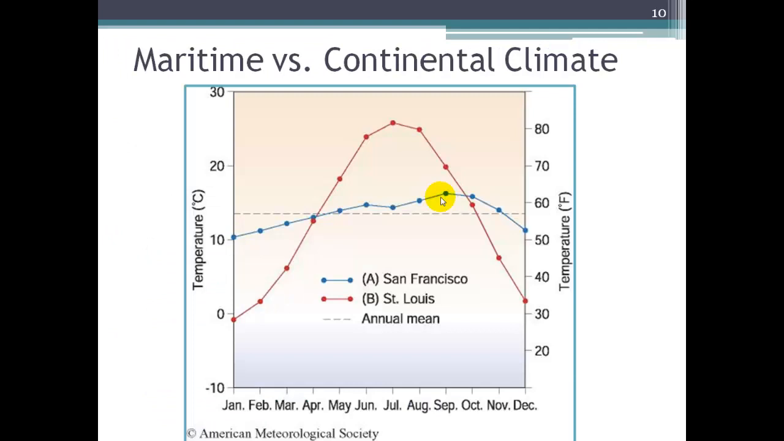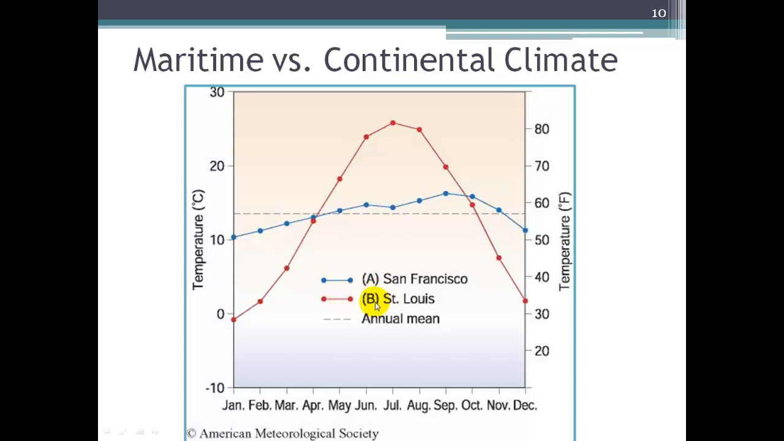Here is a graph that shows the difference between maritime and continental climates. Maritime climates are those near water, near the ocean. Continental climates are those that are landlocked. San Francisco and St. Louis share the same latitude, so they receive the same amounts of incoming solar radiation.